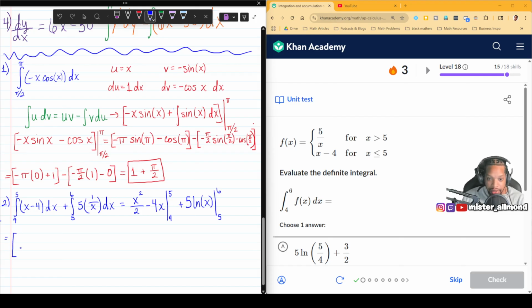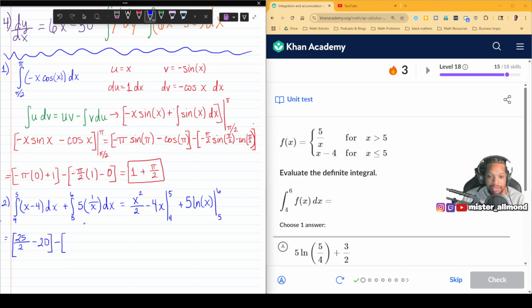So I'm plugging in a 5 first, and then I'm going to go minus, and then plug in a 4. So when I plug in a 5, that'll be 5 squared, which is 25 over 2, minus 4 times 5, which is 20. And then I'm going to go minus, and then I'm going to plug in a 4 for x instead. So 4 squared will be 16 over 2, minus 4 times 4 would be 16.